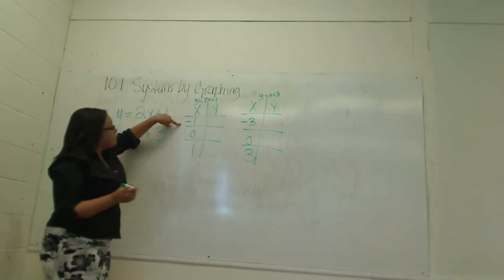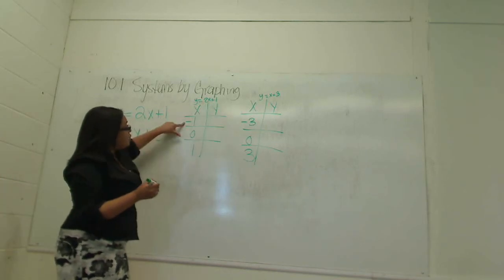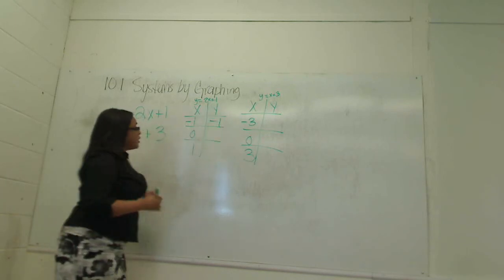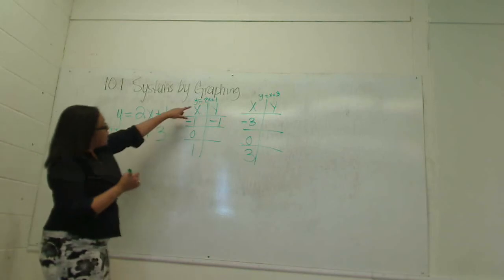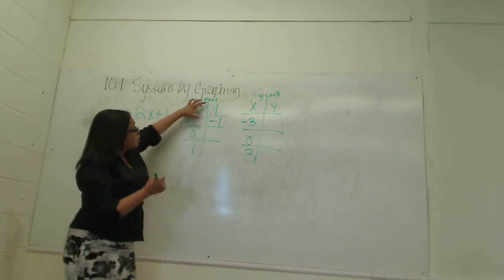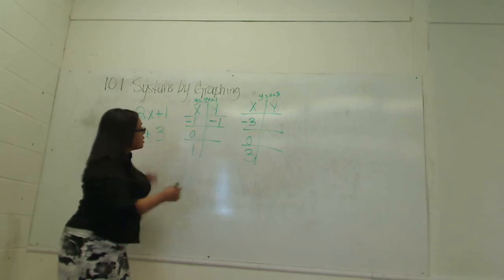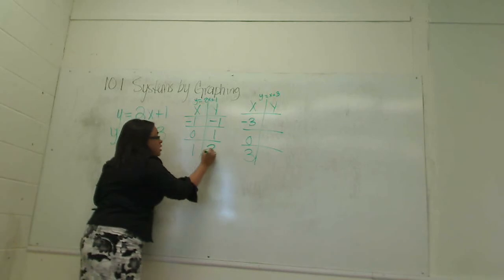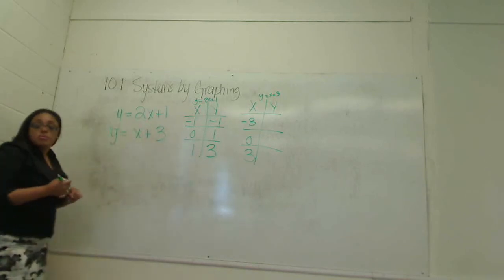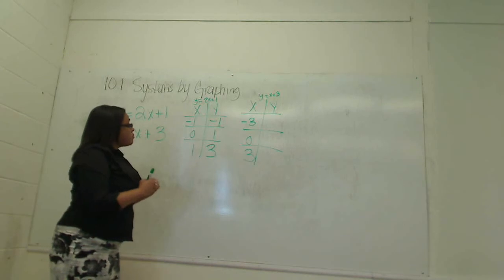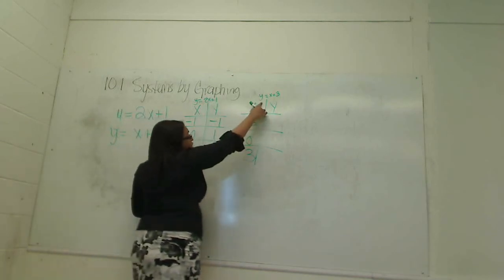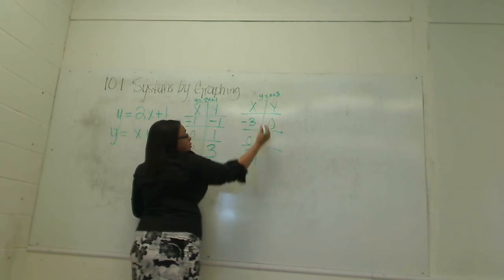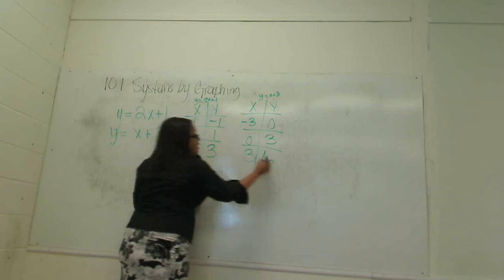Well, when x is -1, 2 times -1 is -2. -2 plus 1 is -1. You just plug the x value in for x in the equation. When x is 0, 2 times 0 is 0. 0 plus 1 is 1. 2 times 1 is 2. 2 plus 1 is 3. And when you have this one, now you have a different equation. -3 is your x. -3 plus 3 is 0. 0 plus 3 is 3. 3 plus 3 is 6.